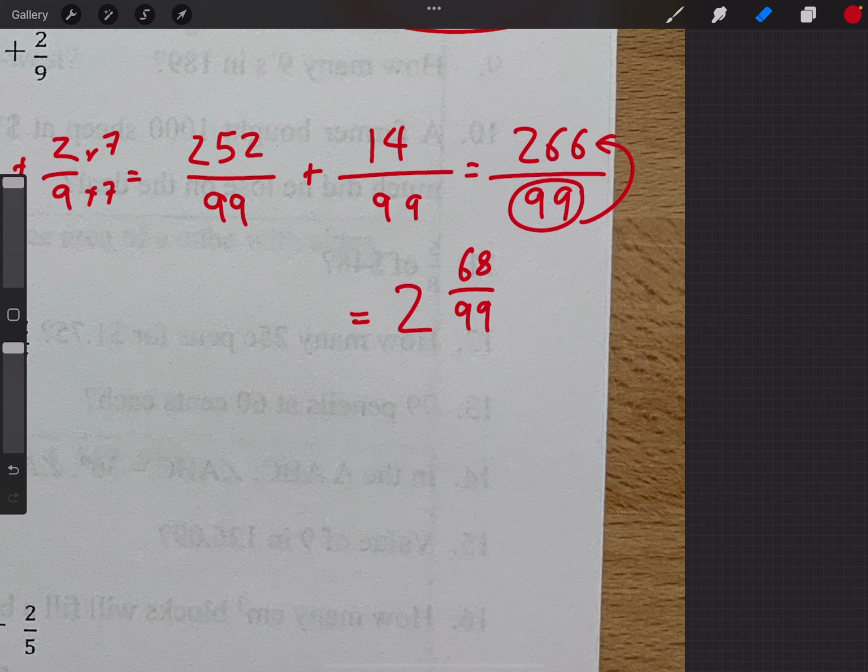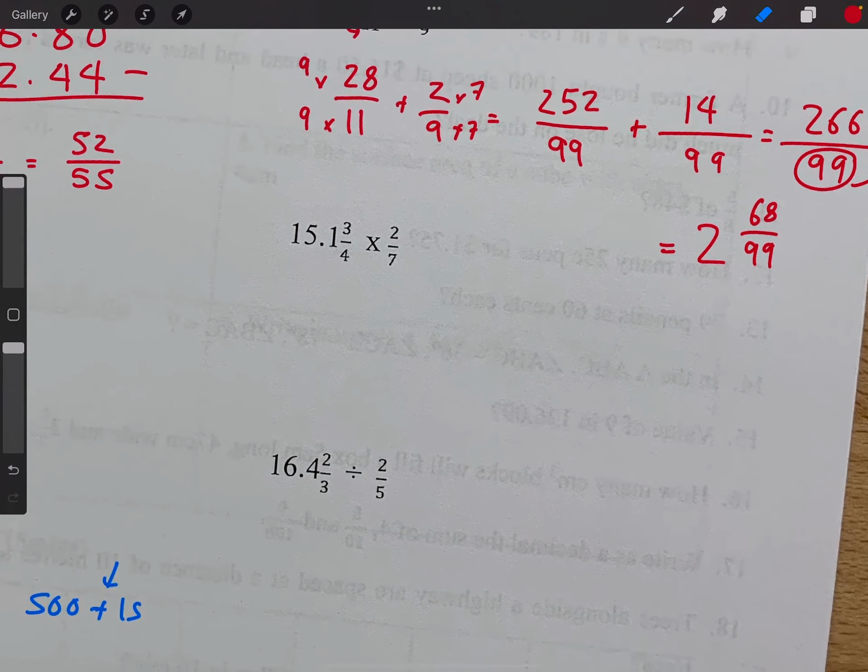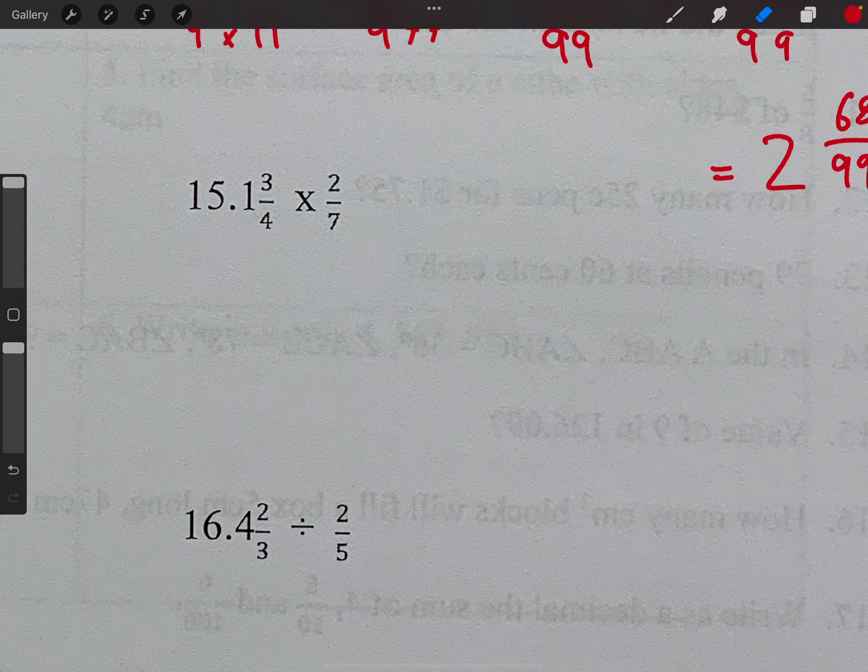Can we simplify that? No. Okay, just leave it at that then. Next one. Now we want to multiply. Now the 15 doesn't count. Okay, 15 is just the question number.